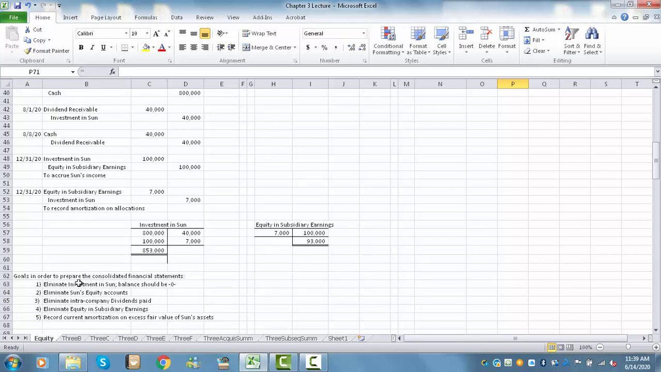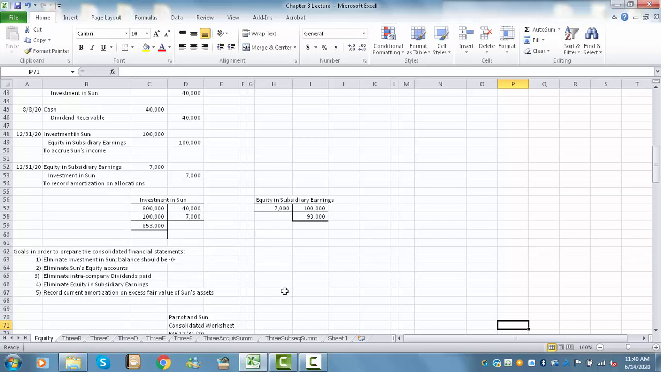Now, we want to combine our financial statements, consolidate them. We want to eliminate the investment in Sun because it's an investment in ourselves. We're squashing these two companies together. We want to eliminate Sun's equity accounts because everything is our equity. We want to eliminate any intra-company dividends paid by Sun to us, eliminate the equity in the subsidiary earnings, and then record the current amortization on the excess fair value of Sun's assets.